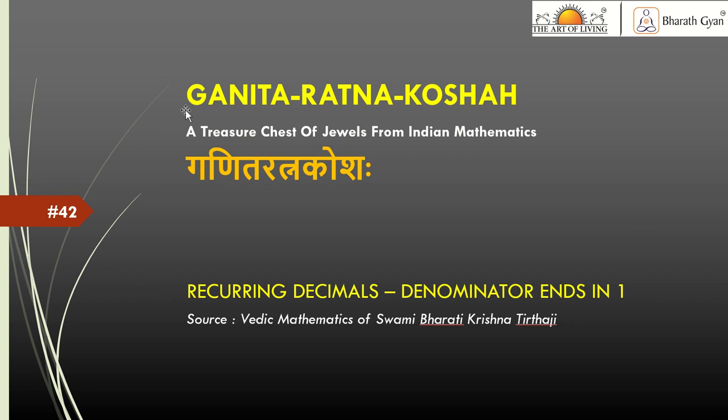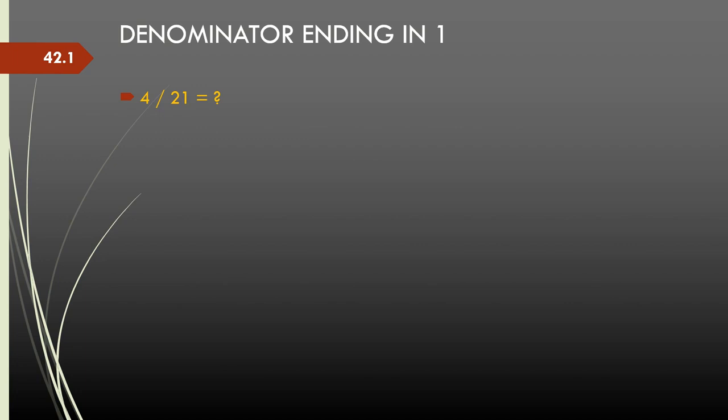We were looking at how to easily convert fractions with denominators ending in 9, 8, 7, 6, etc. into decimals. In this video, we will see how we can extend the same process, or find a similar process, to convert fractions with denominators ending in 1 into decimals easily.